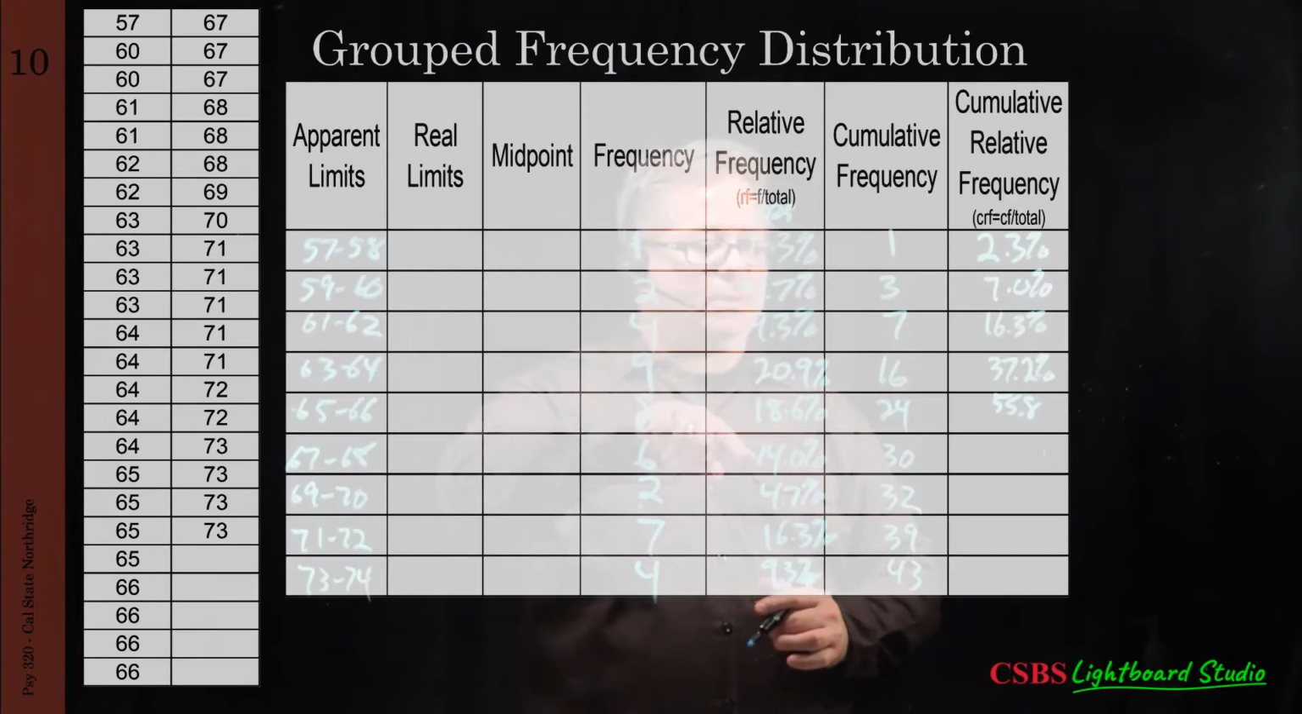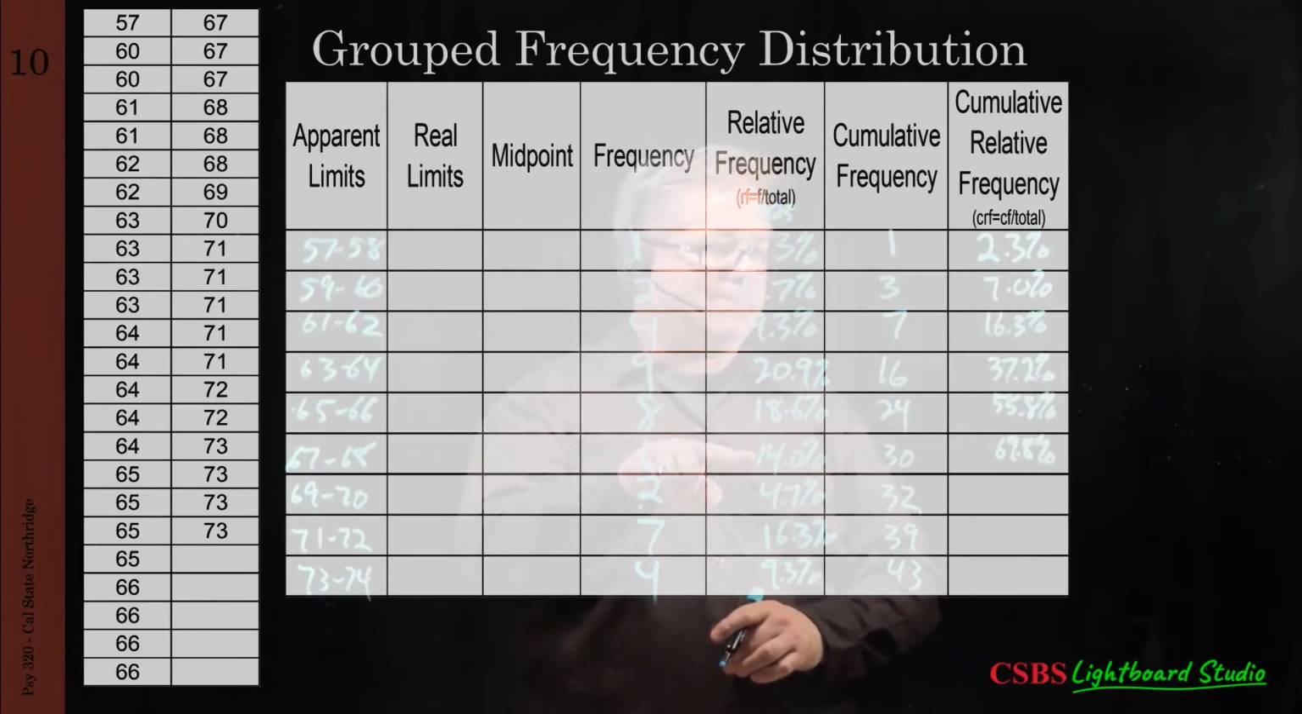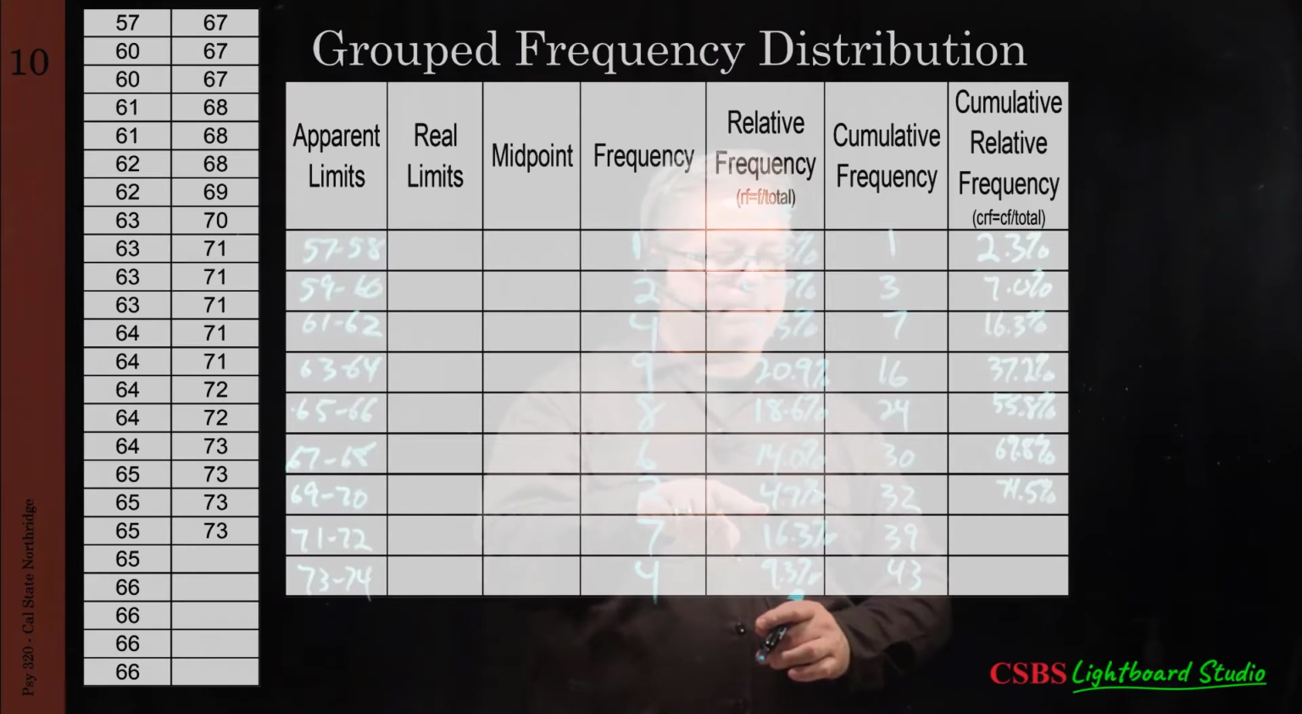55.8. That plus 14 is going to be 69.8%. 9.8 plus 4.7, so 8 and 7, again, is going to be 15. 9 plus 4 is going to make that 73, 74.5.